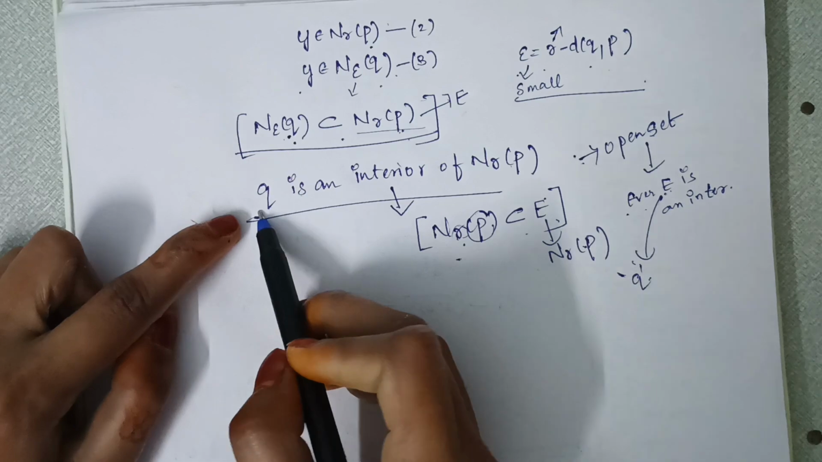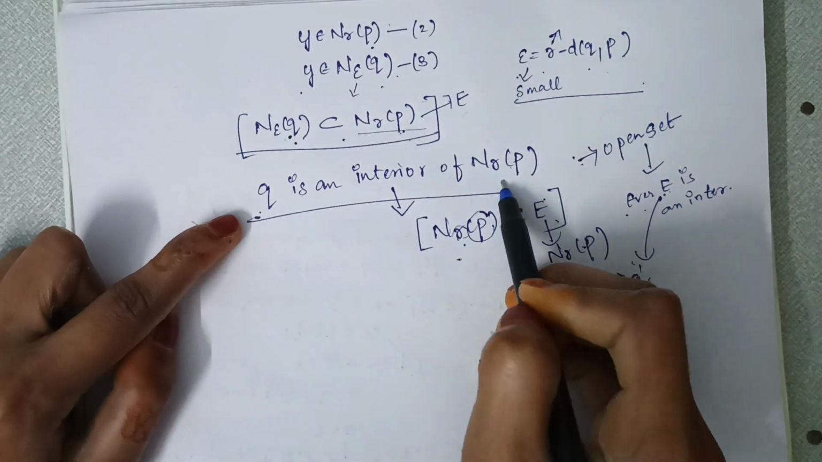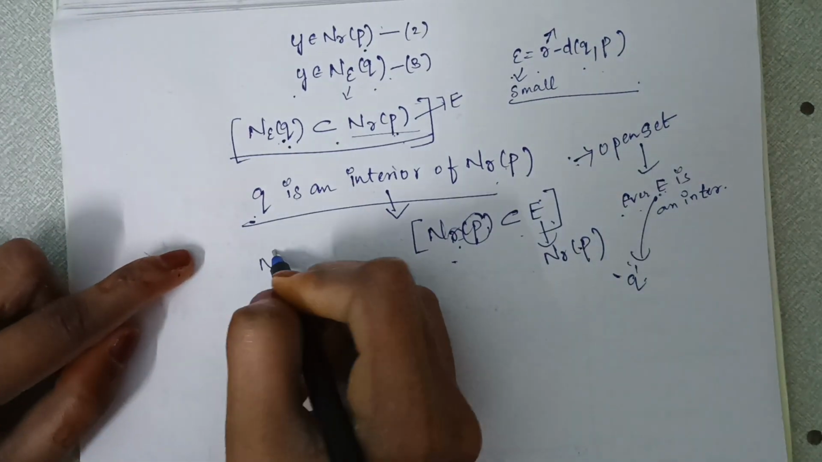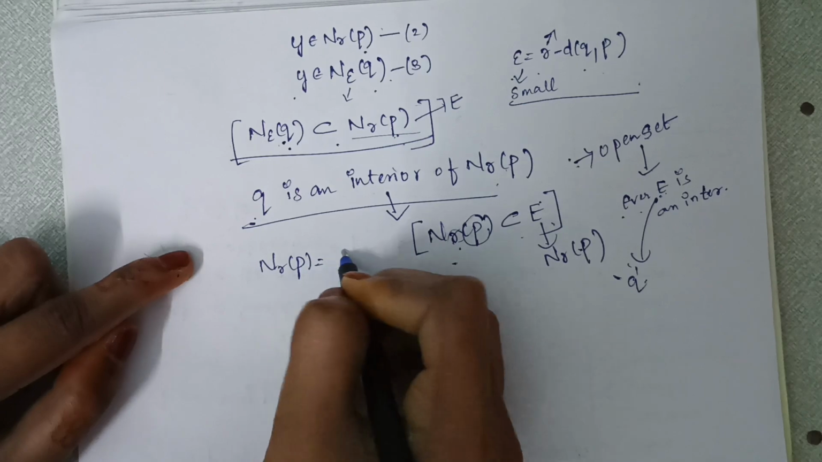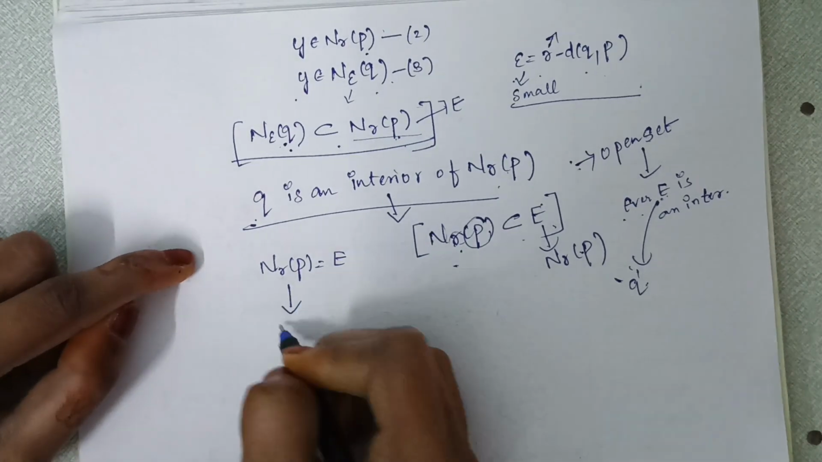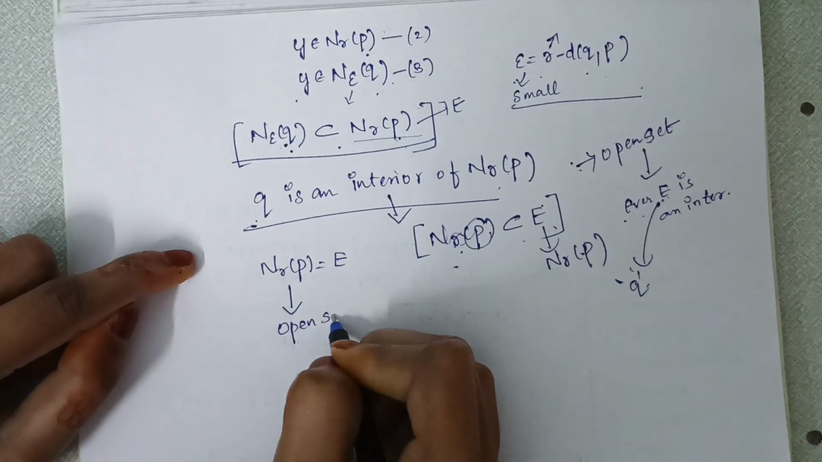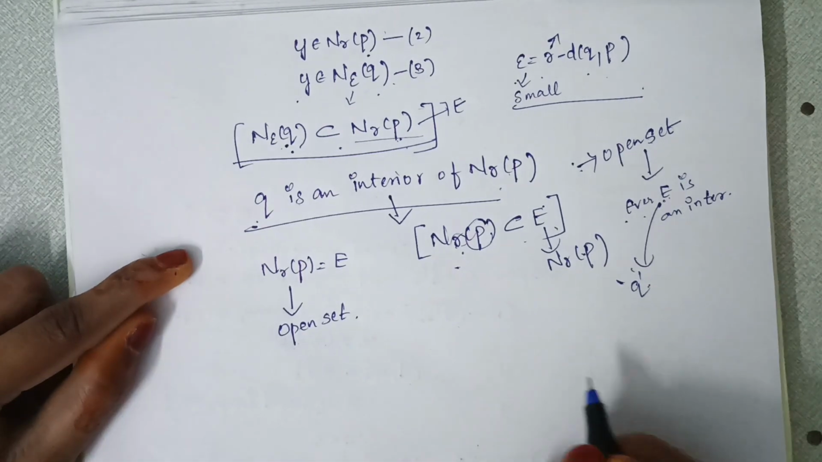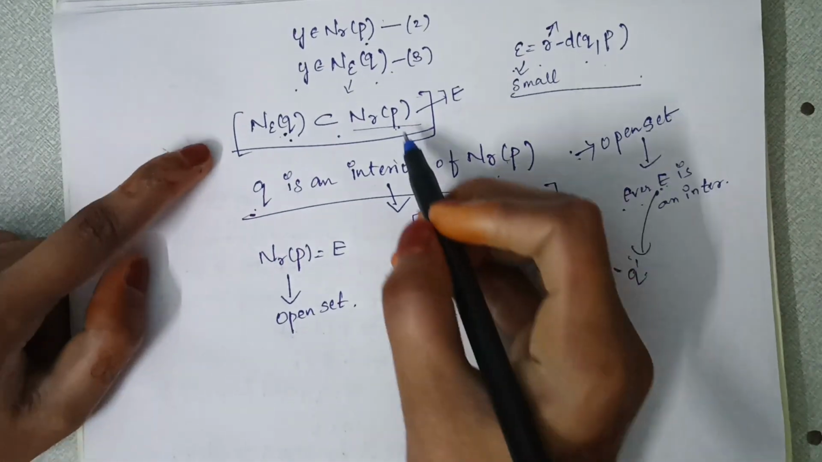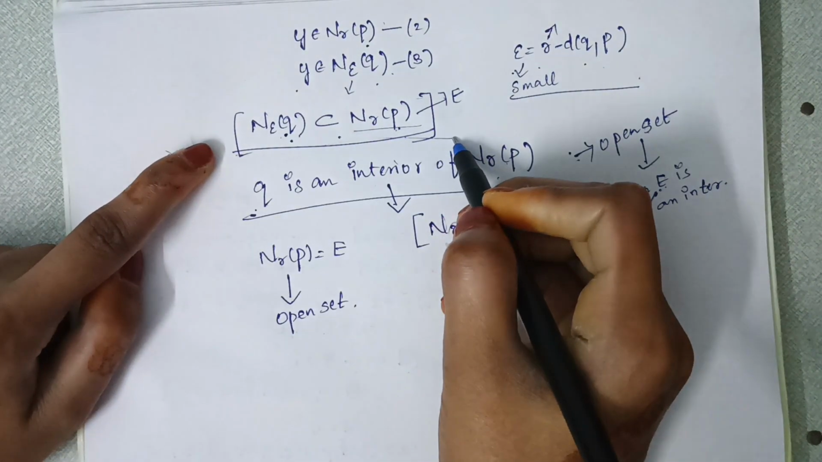So therefore Q is an interior point of NR of P, where NR of P is E. Therefore we can say that this NR of P is an open set. Hence we proved it, right? This is what we needed to prove, and we got it.